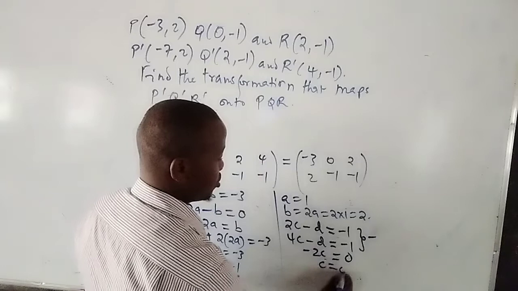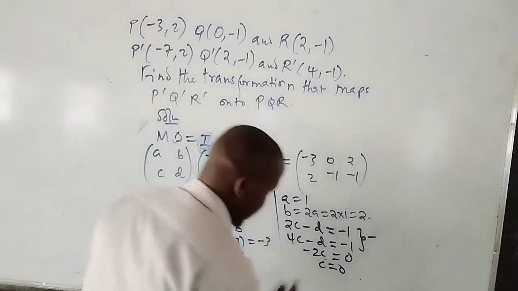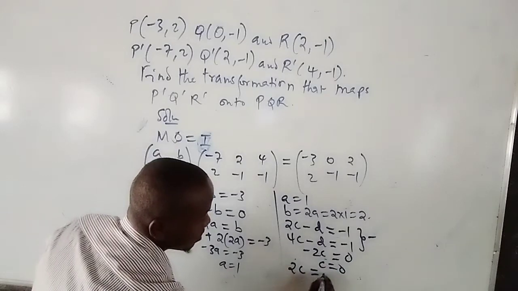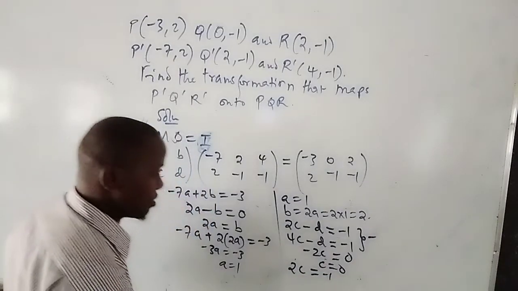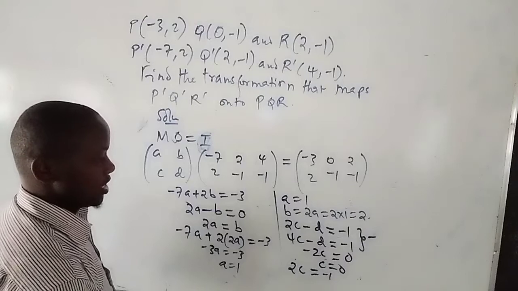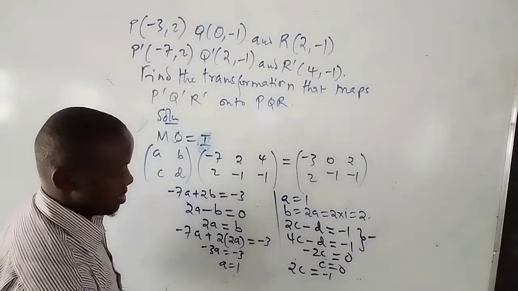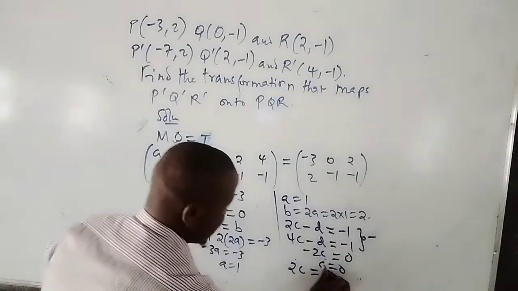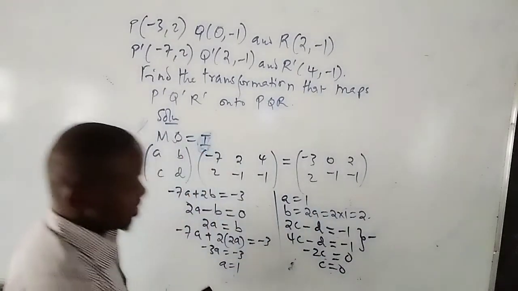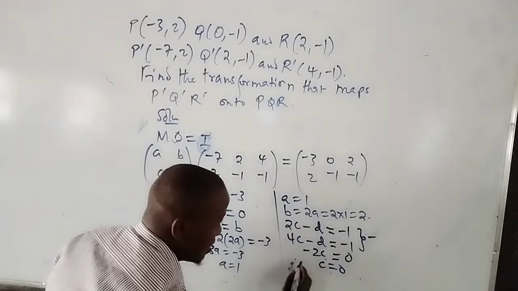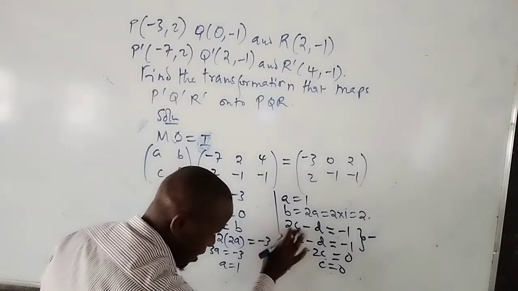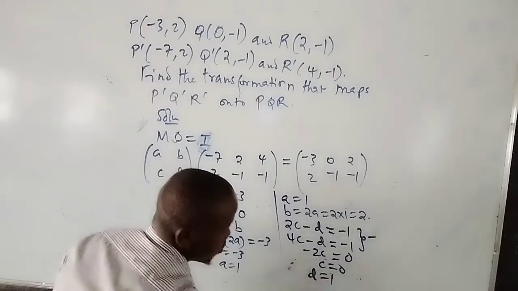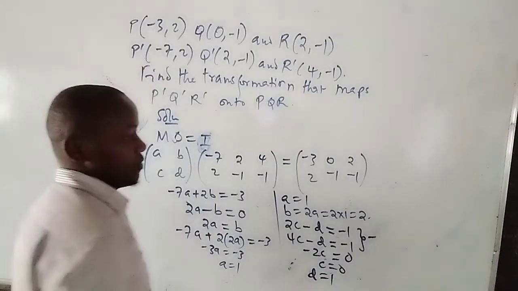And C becomes 0. If C is 0, we can get D by saying that 2C is equal to -1. C is the one which is 0. So where we have C, we put a 0. So this one becomes a 0 completely. Negative D is equal to negative 1. So D is equal to 1.